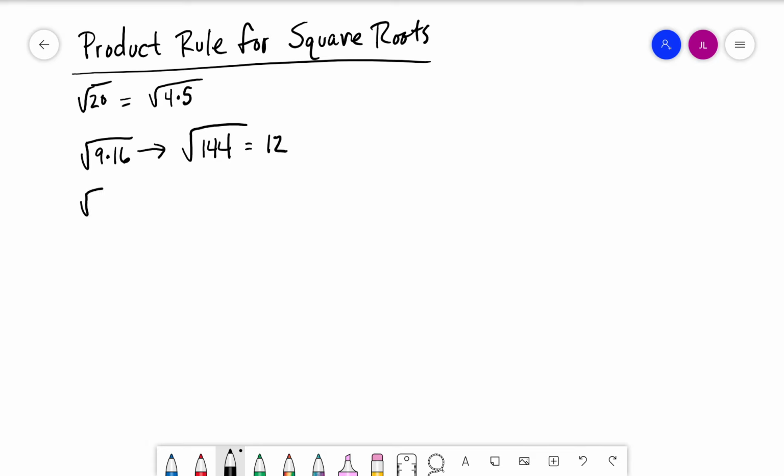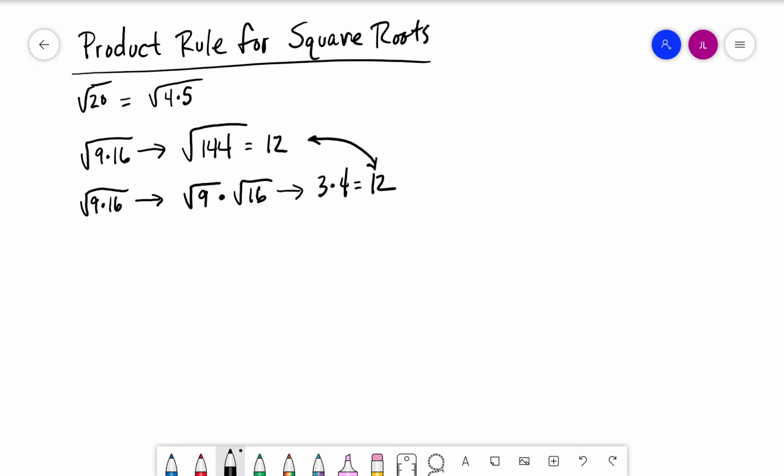If we have the square root of 9 times 16, we can break this down. It's the same as the square root of 9 times the square root of 16. The square root of 9 is 3, the square root of 16 is 4, and 3 times 4 is 12. Well, we match here. So this is what the product rule for square roots states.